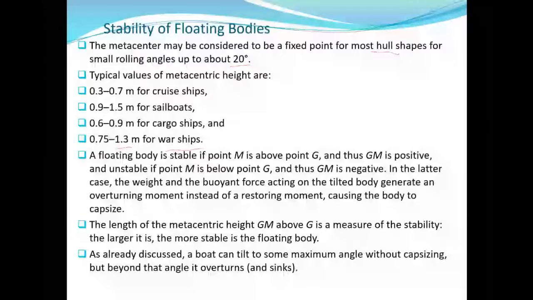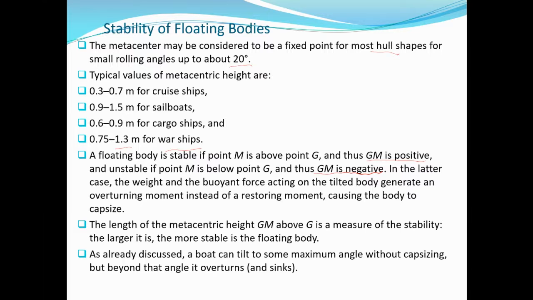So a floating body is stable if M is above G, this we mentioned, and thus GM is positive. I explained this. It's positive if it is greater than 1. And because GM is a displacement, displacement can be positive or negative, unlike distance. Distance is a scalar quantity, while displacement is a vector quantity. And it is unstable if M is below G, thus GM is negative. In the latter case, the weight and the buoyant force acting on the tilted body generate an overturning moment instead of a restoring moment. The restoring moment is the moment that will take the body back to a state of stability, while an overturning moment is a moment that will lead the ship to capsize, will turn it upside down.